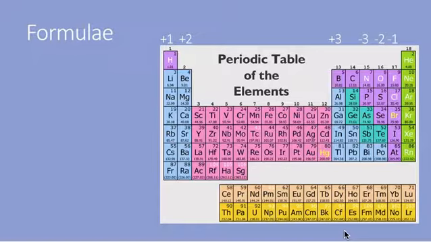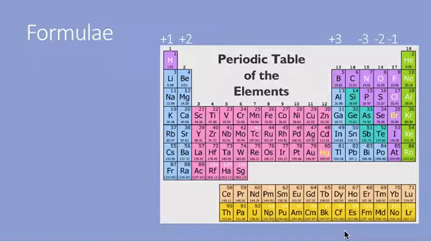Key things to remember: your group 1 elements. Hydrogen is not a group 1 element, but it is put in there in terms of the charge of the ions. They're all +1. Your group 2 +2, your group 3 +3. Group 4, tin and lead form ions. The others don't tend to as much, so we don't worry about those too much. Group 5, -3, group 6, -2, group 7, -1 ion.